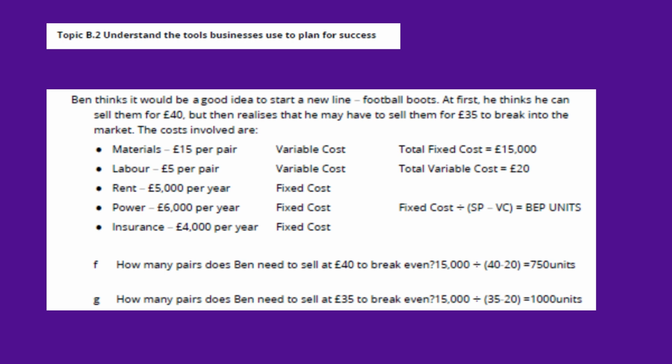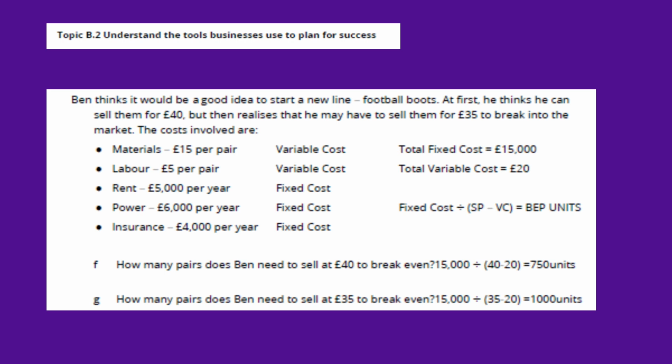So looking down, how many pairs does Ben need to sell at £40 to break even? Well, he's got 15,000 divided by the 20 equals 750 units. So his fixed cost is 15,000, and we're dividing it by 20, which equals 750 units.